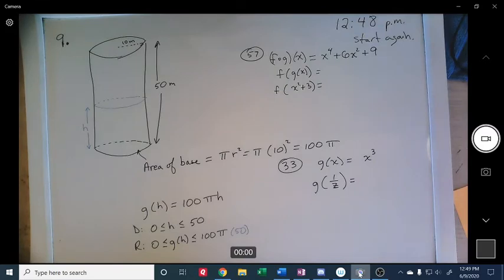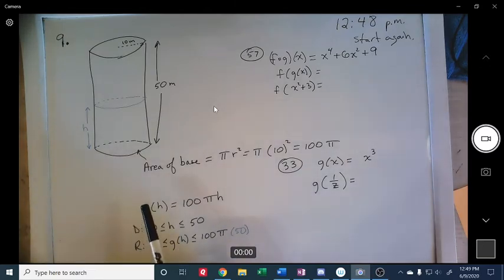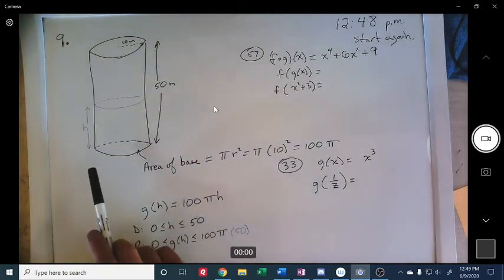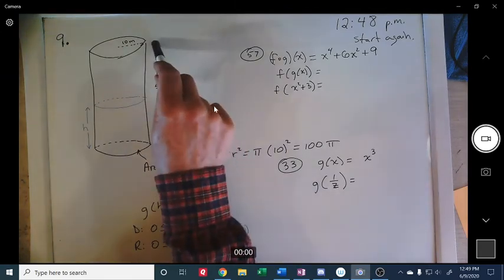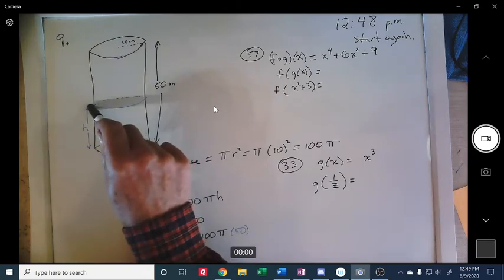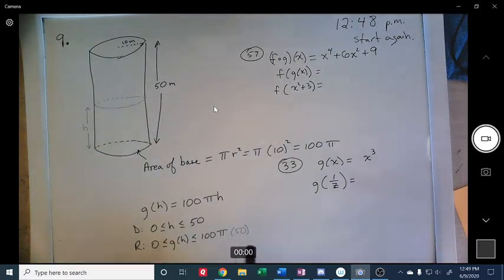All right, we're back at it again. And on problem number 9, we can see on this picture here the cylinder with a radius of 10 meters, height of 50 meters, and it's filled to a height of h. The volume of water. All right, so first of all, we need these formulas.